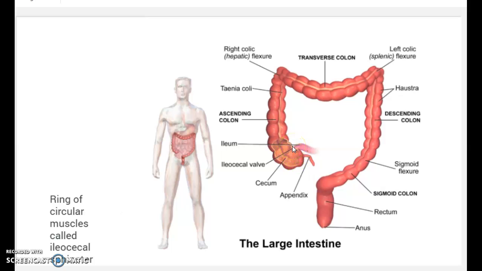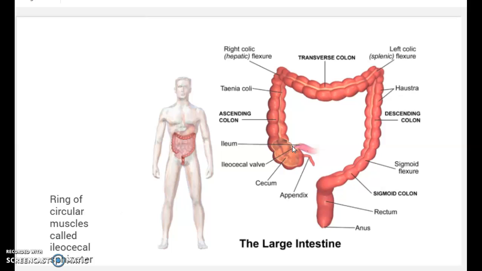This valve prevents the backward flow of food. Once the food has entered from the small intestine into the large intestine, this valve closes and backward flow of food is not possible. This junction is also provided with a ring of circular muscles. The ring of smooth circular muscle is known as the ileocecal sphincter.